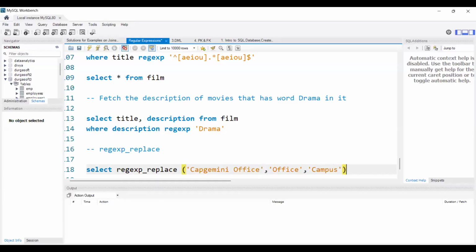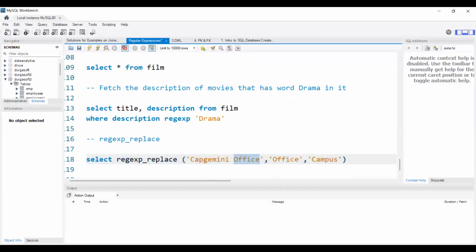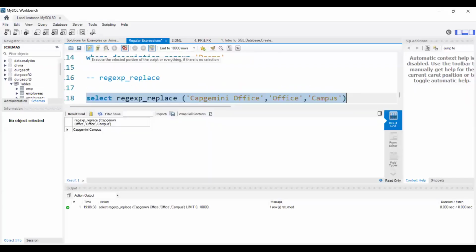If we have a description column or any words, and we want to replace a particular word with a new word, we will use regular expression. Here you can see this is one word, and instead of office, I'm replacing it with campus. We need to use three parameters here. First, the complete word or complete sentence. Then which word we are going to change, and what is the new word we are replacing it with. I got the answer as Capgemini campus here. Instead of office, I just replaced it with the word campus. Did you get my point?